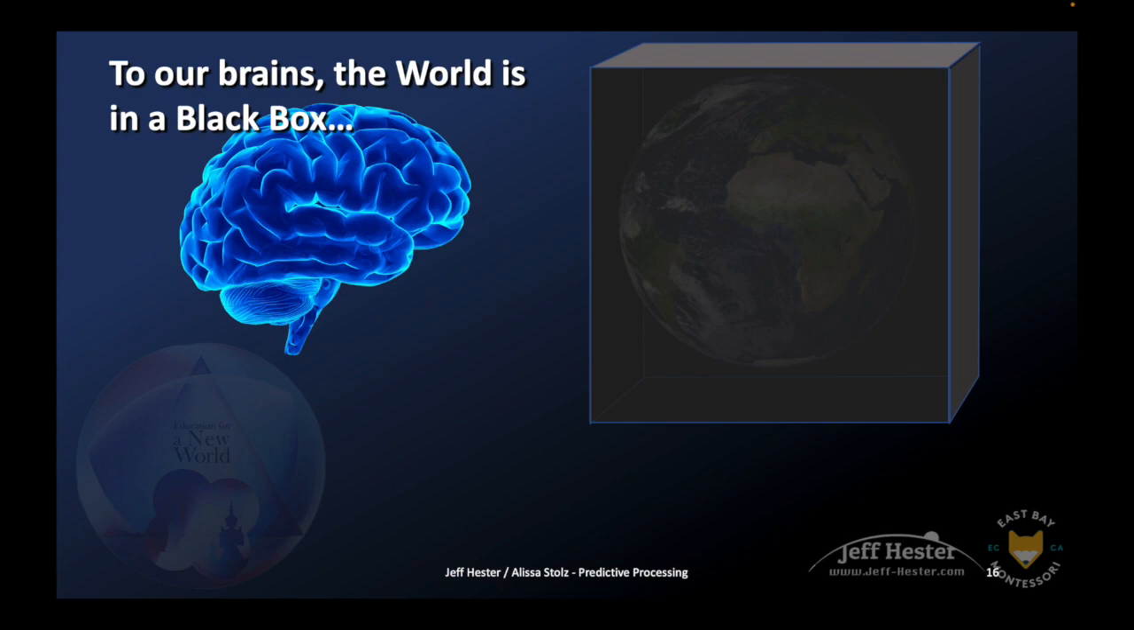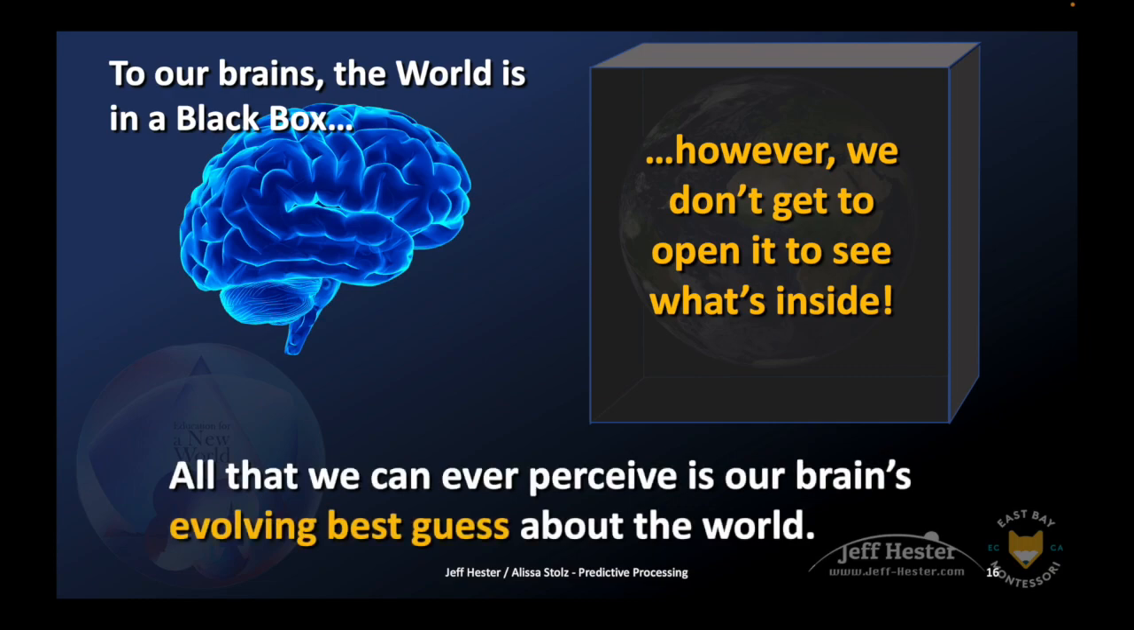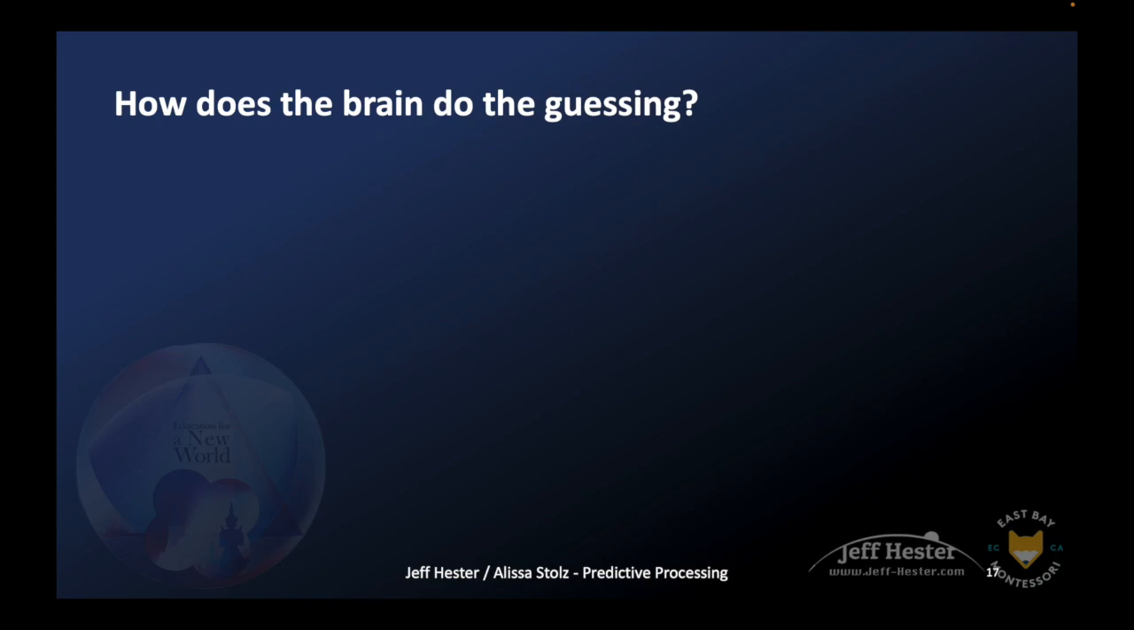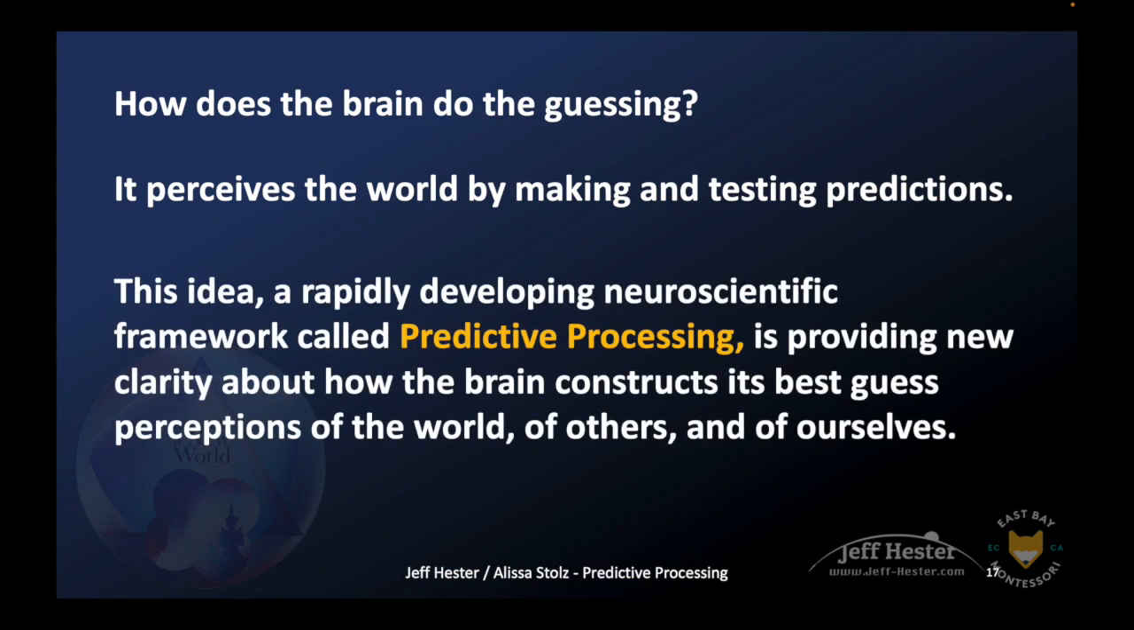The world is in a black box. The difference is that this time we don't get to open it to see what's inside. We're stuck with nothing but our best guess. What predictive processing tells us is that that best guess is the only thing that we can ever perceive about the world. So how does the brain do the guessing? The brain actually does the guessing very much the same way that we tried to figure out what was inside the black box above. It perceives the world by making and testing predictions.